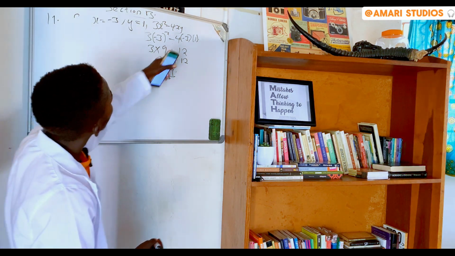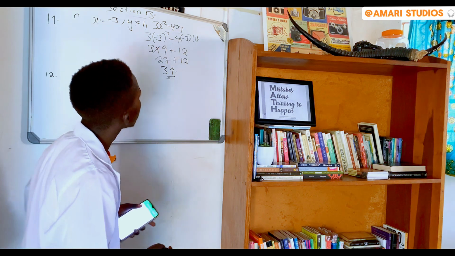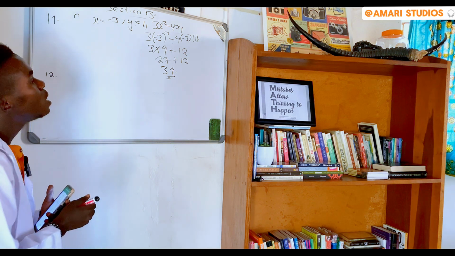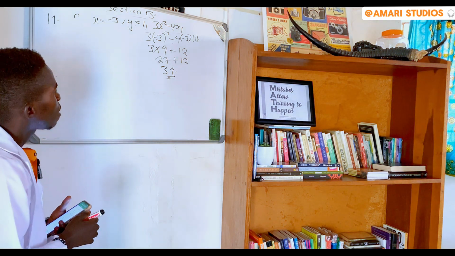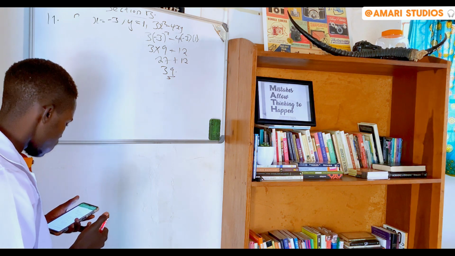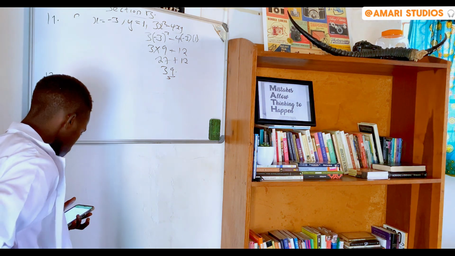Meaning that the value of 3x squared minus 4xy when x is equal to -3 and y is equal to 1 is 39. That is our final answer there. So without wasting much of our time, we'll move on to the next question.